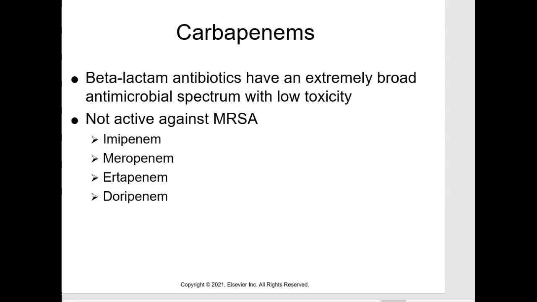Aztreonam has a narrow antimicrobial spectrum. It's only active against gram-negative aerobic bacteria, such as Neisseria species, H. flu, Pseudomonas, and Enterobacterales like E. coli, Klebsiella, Proteus, etc. Aztreonam is highly resistant to beta-lactamases and therefore is active against many gram-negative aerobes that produce them. So it's a very specific window of drugs to use, but it's a good one to have in your back pocket as a choice. Aztreonam is generally well tolerated. Its most common side effects can be pain and thrombophlebitis at the site of injection.